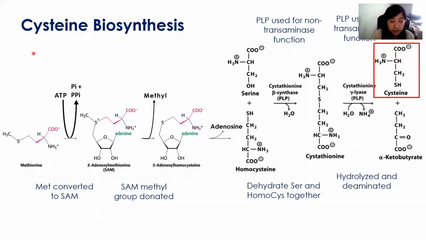As for cysteine biosynthesis, it begins with methionine being converted into SAM. Then SAM has its methyl group removed, and then the adenosine group removed to form homocysteine, and this is combined with a serine molecule in order to produce this intermediate. Then this intermediate is hydrolyzed and deaminated to form cysteine and another substrate.